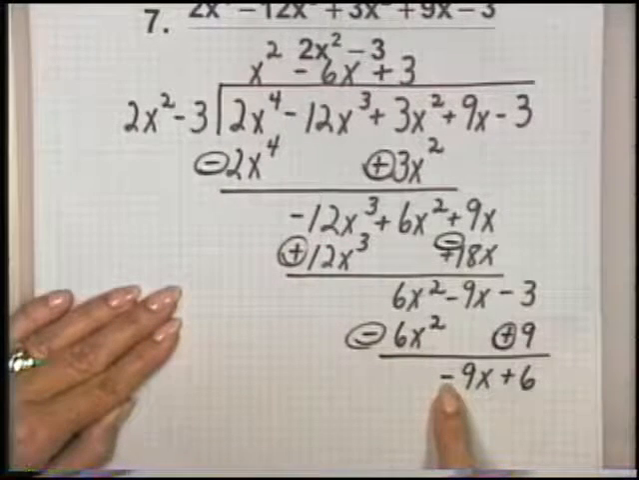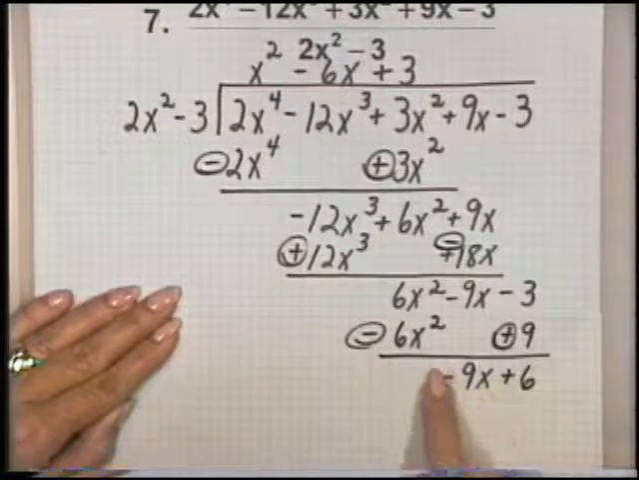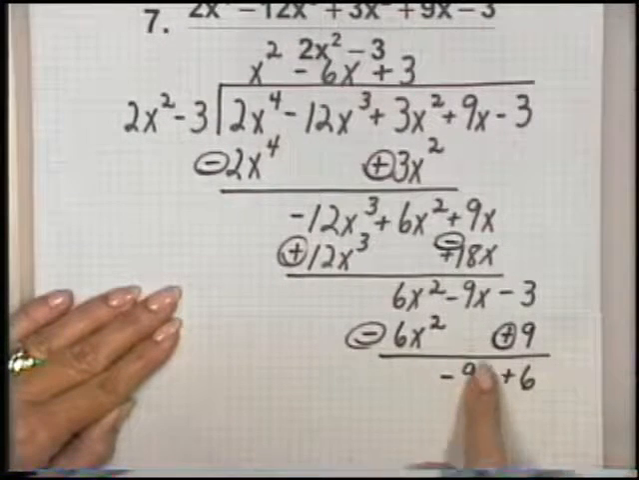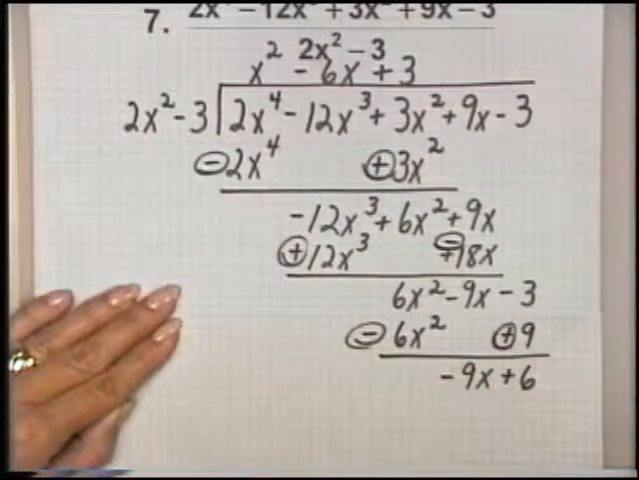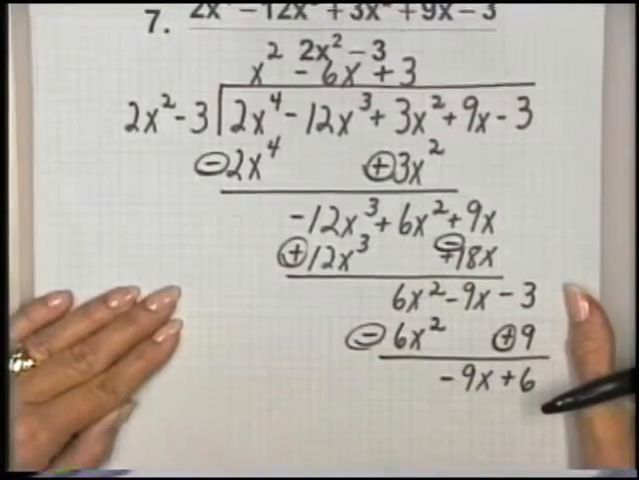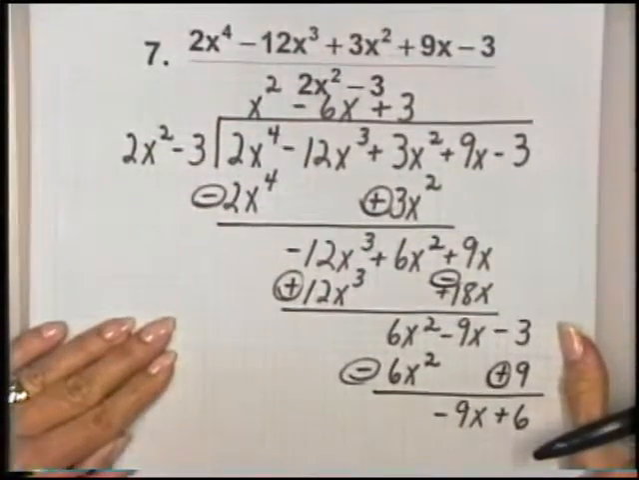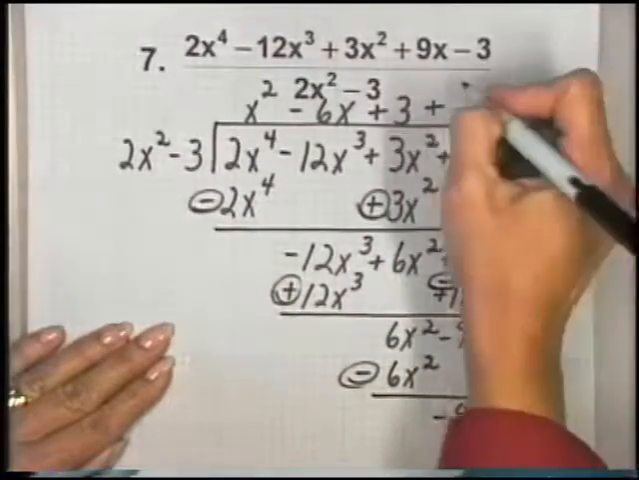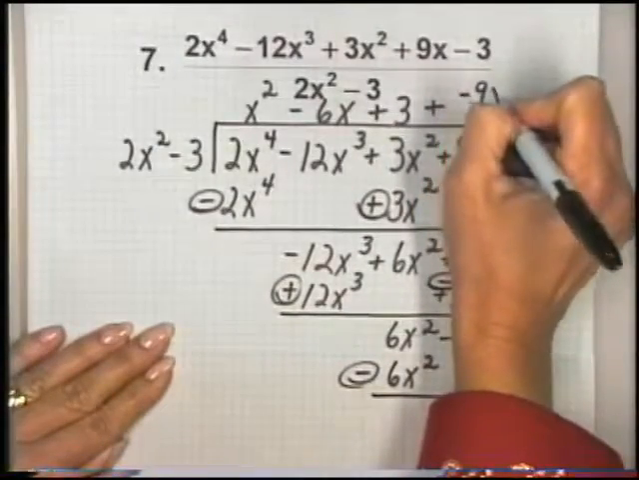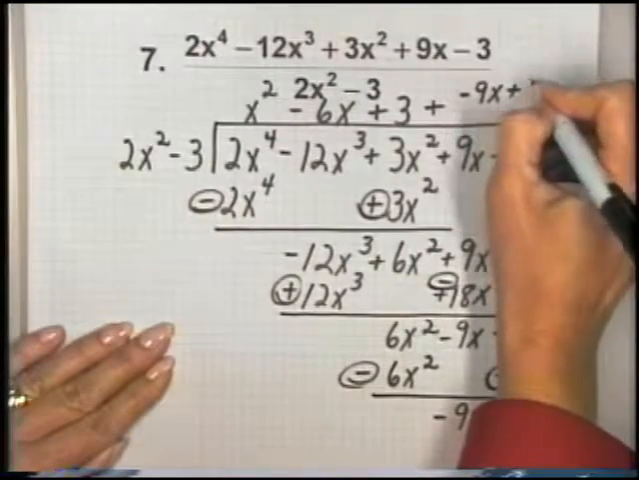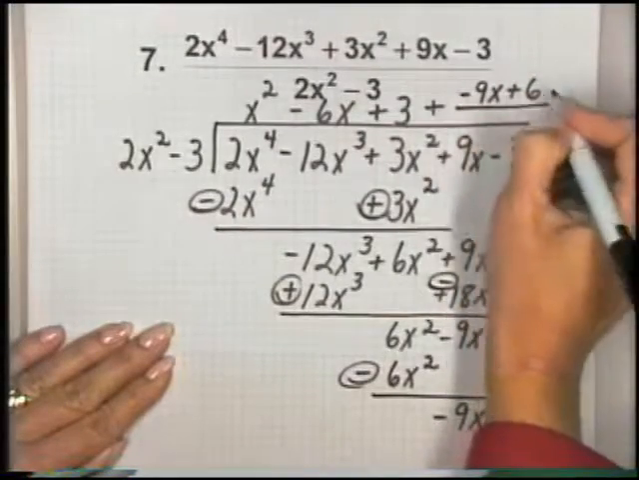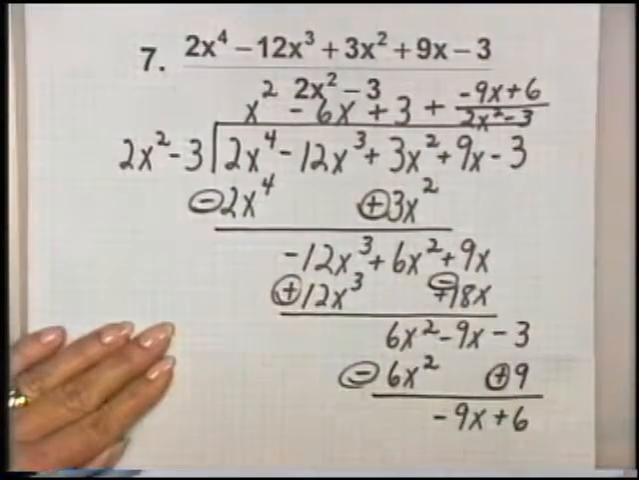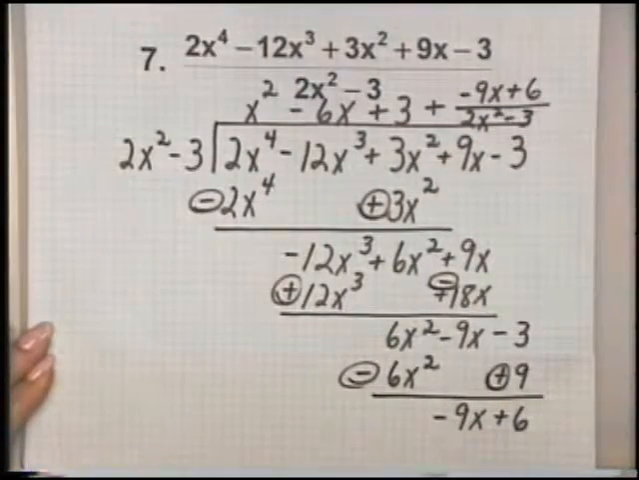Now remember that this negative is only applied to this first term. Negative 1 is a factor of this first term, but not the second term, so I cannot put that negative in front of my fraction. The way I will have to write this is with a plus, and then the numerator of my fraction will be minus 9x plus 6, and the denominator will be 2x squared minus 3.